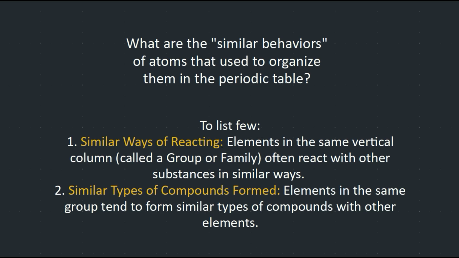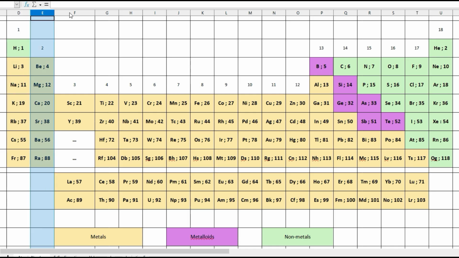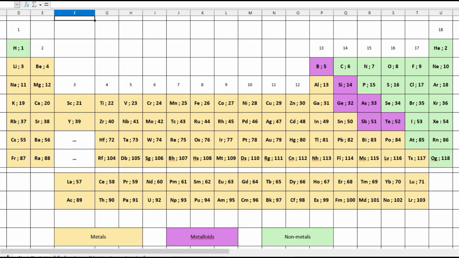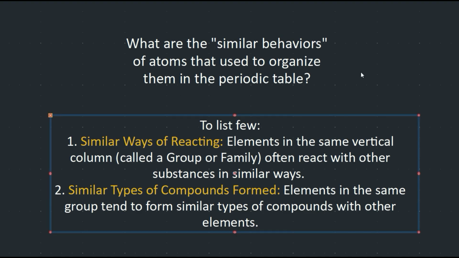Okay, guys. So elements in the same vertical column are called groups or families. This is one group, this is another group, this is another group, and so on and so forth. A better version is over here. So the elements in the same group, that is the family or vertical column, tend to form similar types of compounds with other elements. And this particular box will help you learn the reactions faster and much easier.